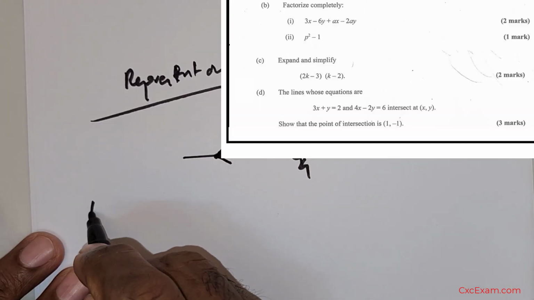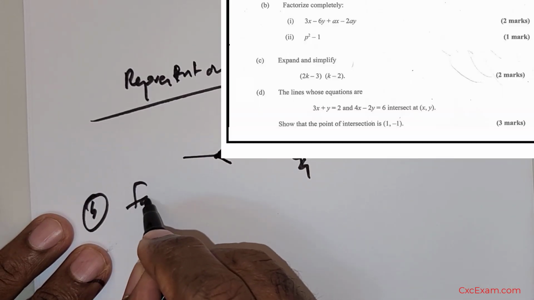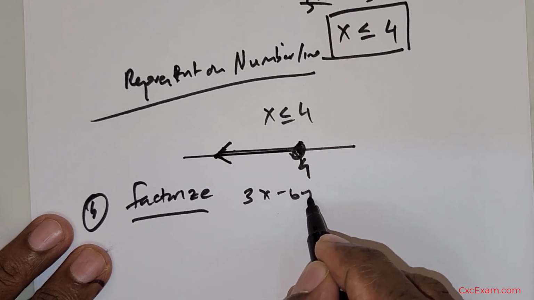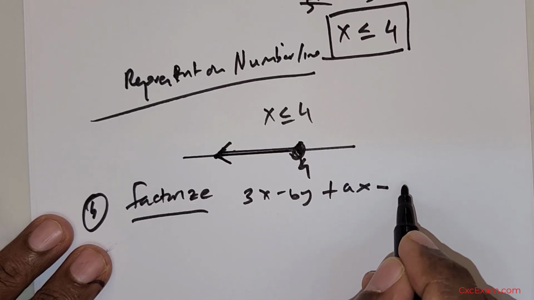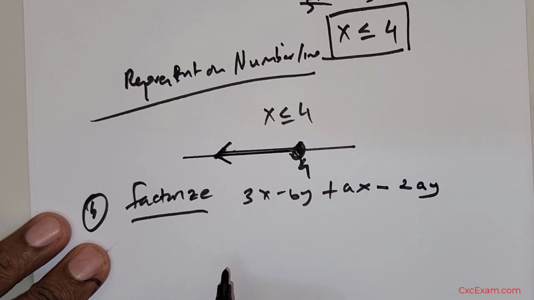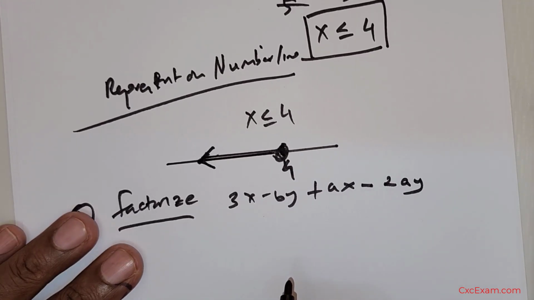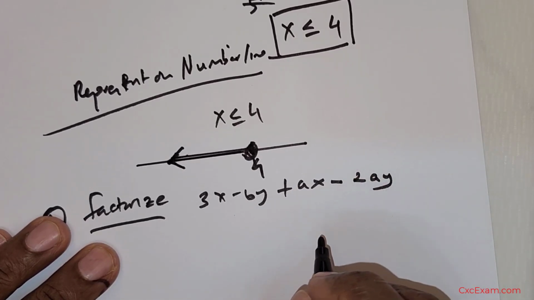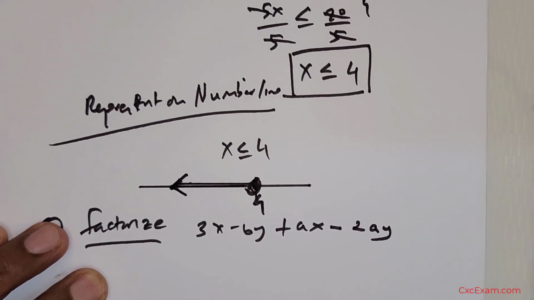Now this is the next question, part B. We are asked to factorize 3x - 6y + ax - 2ay. Now what I would do is I would try to club things together. Foremost we need to club in a suitable fashion, so that's a priority.